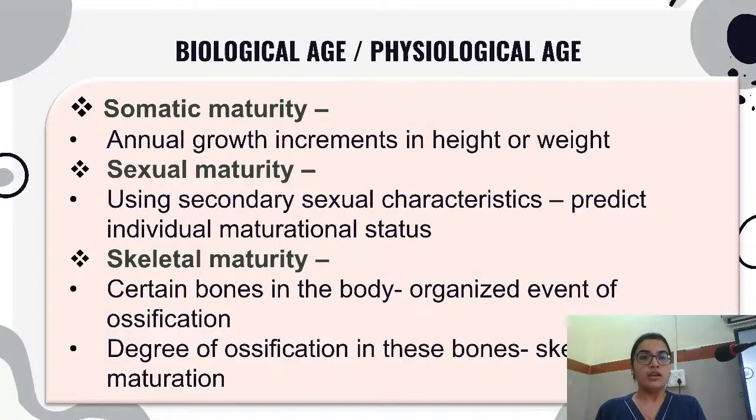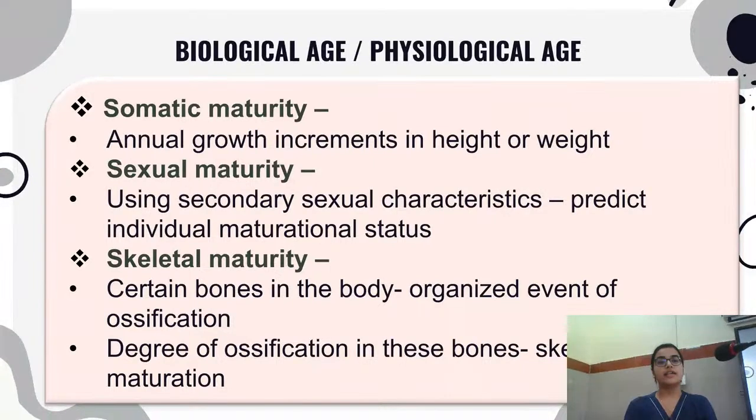Physiological age or biological age can be estimated by the maturational status of various systems in the body, like somatic, sexual, skeletal, and dental systems. Somatic maturity is annual growth increment in height or weight. Sexual maturity can be estimated using secondary sexual characteristics, and skeletal maturity is estimated by evaluating the skeleton of an individual.